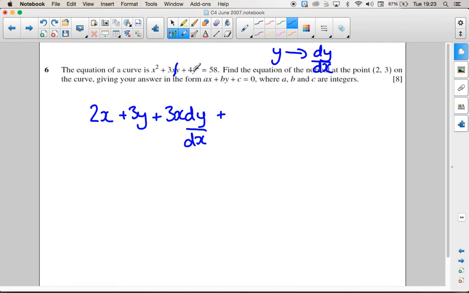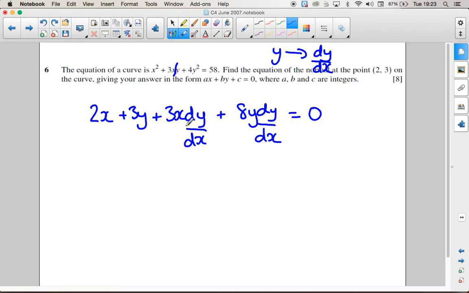Here, we've got a 4y squared. We're going to use the chain rule on this. We're going to pretend this y is an x and differentiate it. If it had been an x, we'd get 8x. So we're going to get 8y. But then again, we need to times by the differential of what we pretended was an x. We pretended that y was an x, so we need to times by dy by dx. And that's going to equal 0, because when we differentiate 58, a constant, we get 0.